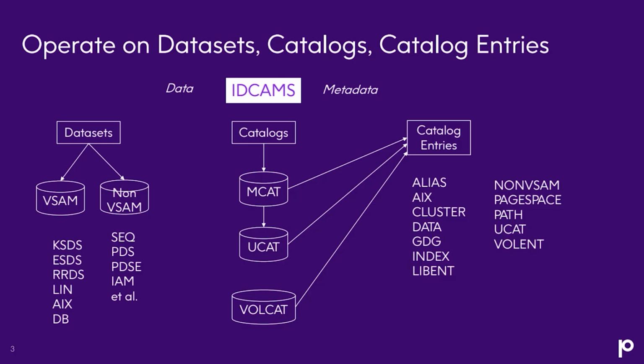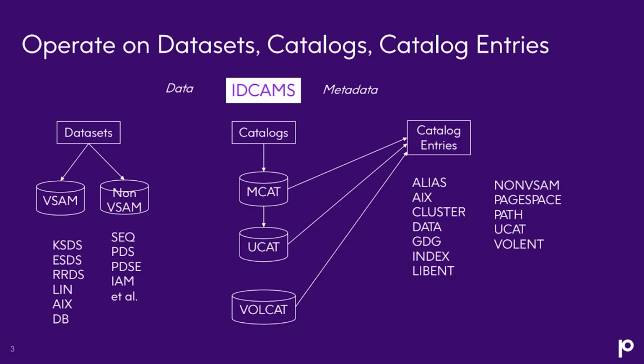A data set name, an item name, is referred to throughout the IDCAMS documentation as an entry name, because we have many different types of catalog entries. We have entries for aliases to data sets. We have entries for alternate indexes or clusters, types of VSAM data sets. We have entries for generation data groups. We have entries for tape volumes and tape libraries.